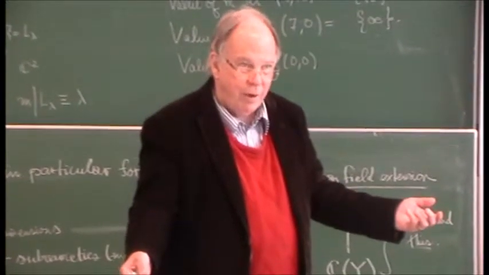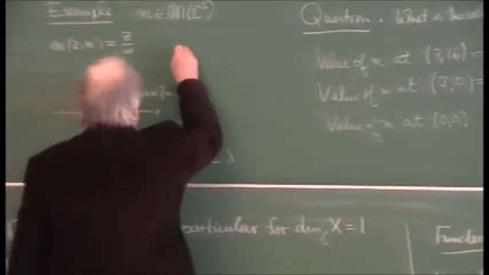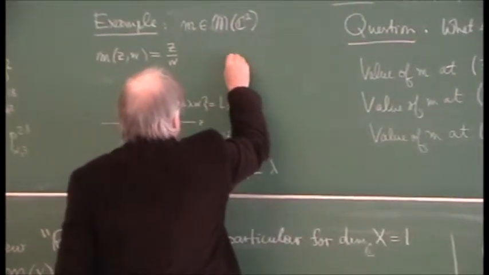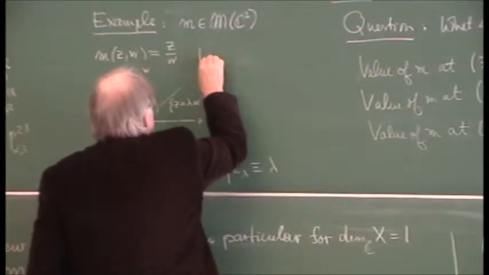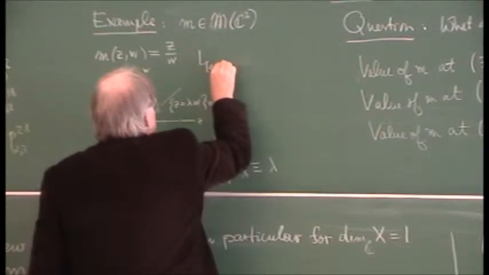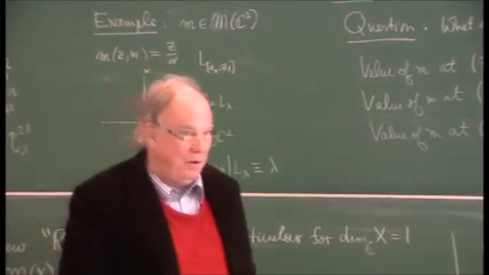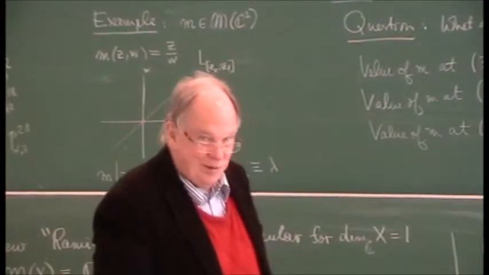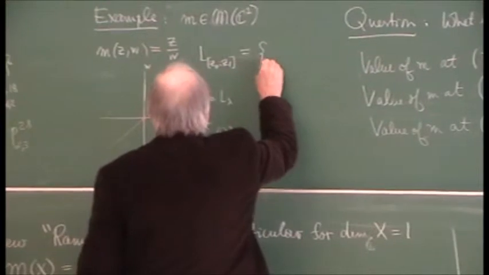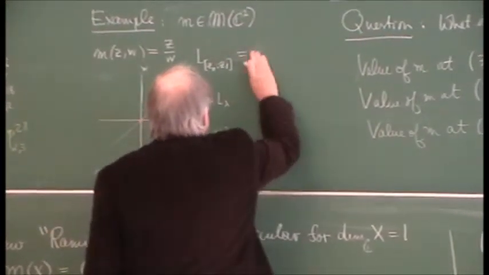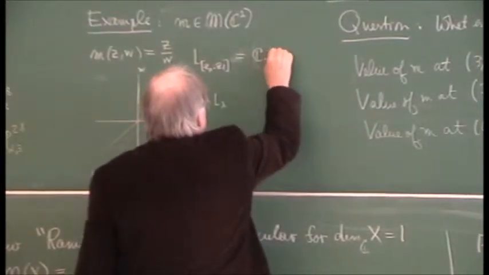If you don't mind, I will not write it as lambda. I will write the line as z0, z. Don't forget, it's a one-dimensional subspace of C2, so it's a point in projective space. So I will write the line, depending on the point in projective space, as that line, whatever it is. It's equal to C times this point.